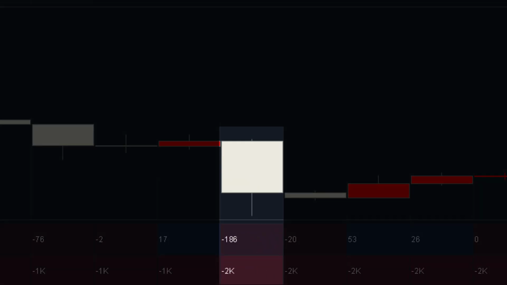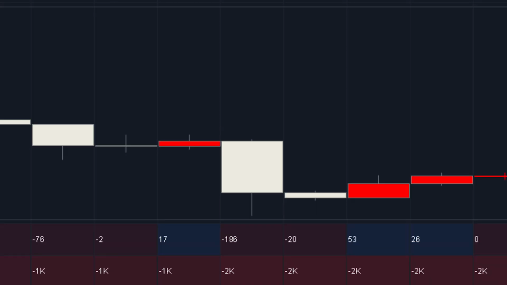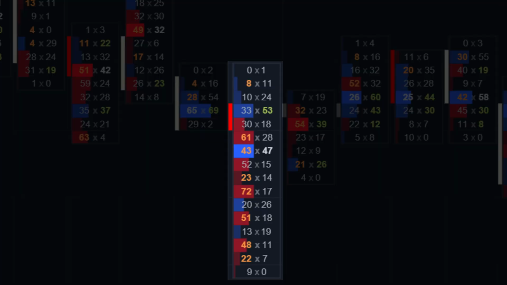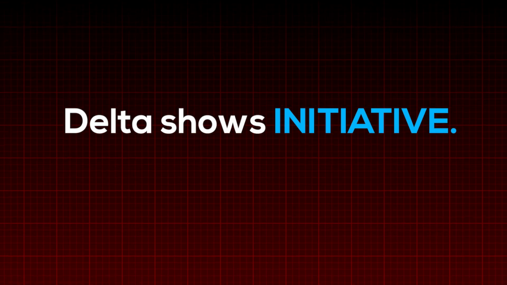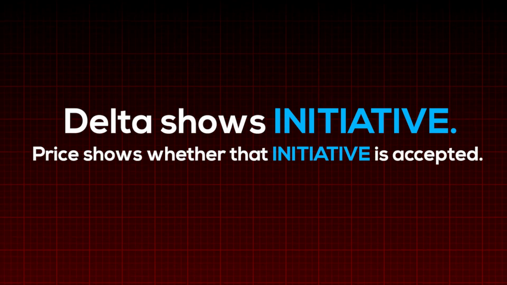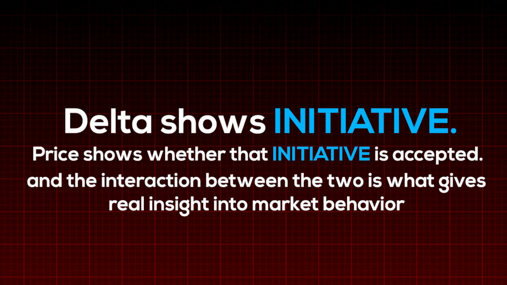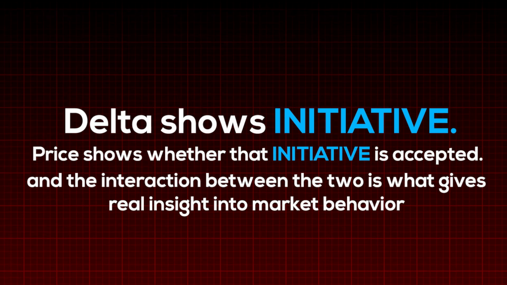Because you can have heavy, aggressive selling with strong negative delta, but if passive buyers are absorbing that selling, price may not move lower. Delta shows initiative. Price shows whether that initiative is accepted. And the interaction between the two is what gives real insight into market behavior.